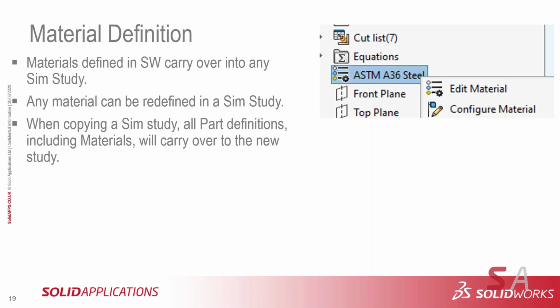When you copy a sim study, this is just a little thing to think about in your strategy. Let's say you're going to run a study several different ways. I would say try to get as much set up in that first study as you can. And then when you copy the study, everything comes with it, including part definitions and materials. So if you've turned a piece of sheet metal into a solid, or if you've turned a solid into a beam or whatever, when you copy your study, it'll come across like that.